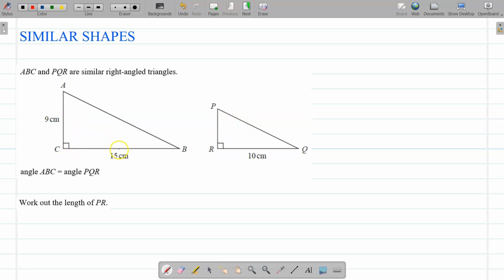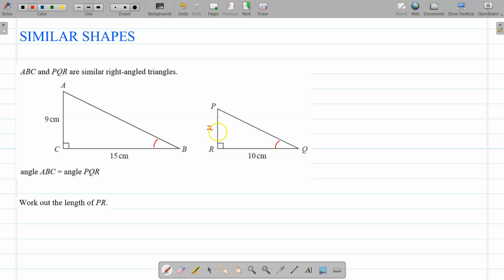In this example, we have two triangles. One's a bigger copy of the other one. This angle here is the same as this one. They tell us that here. And also they both have right angles, so clearly this angle at the top must also be the same. So the two triangles are similar. We've got to work out the length x, which is the length of the line PR.